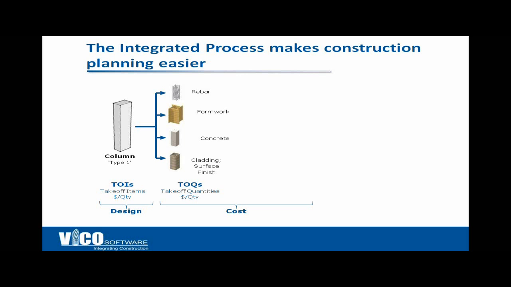This is where they create what we call takeoff quantities. In other words, they select the specific quantities for each of these formulas. For formwork, obviously, it's going to be your four vertical surfaces. For concrete, it's going to need the volume of the column. For cladding, it's again going to need probably the same surface area as the formwork, etc. So the Vico Office user selects the quantity that he wants to extract for the specific line item.